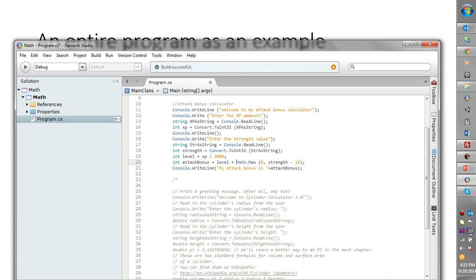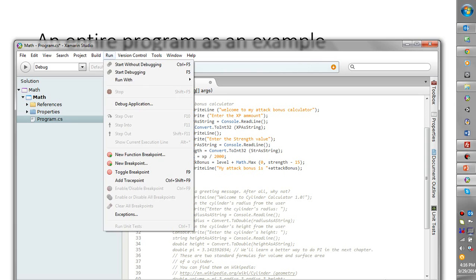And then our attack bonus is going to be our level plus Math.Max. Math.Max is a function we're going to look at in a couple lectures from now. Basically, I don't want anything less than 0 as a bonus, because it's a bonus, so why would I want anything less than 0? So I take strength minus 15 and 0, and whatever is the largest of those two numbers will be used. So if I have a strength, for example, of 12, and it's 12 minus 15, that's negative 3, and it would take 0 as the one that goes in there.